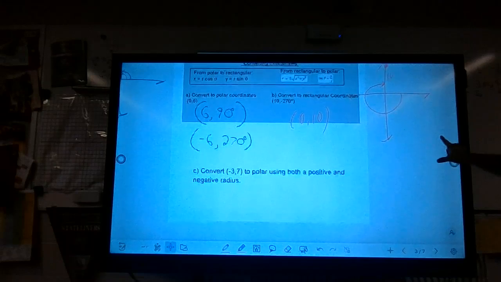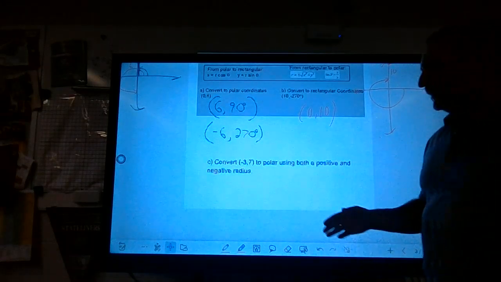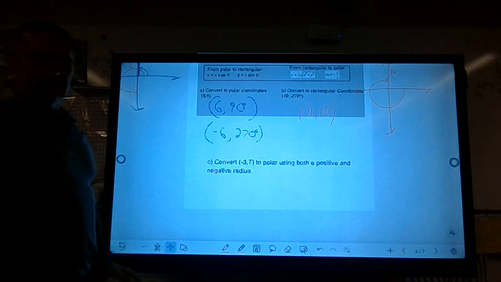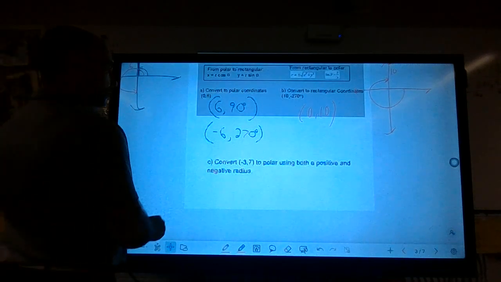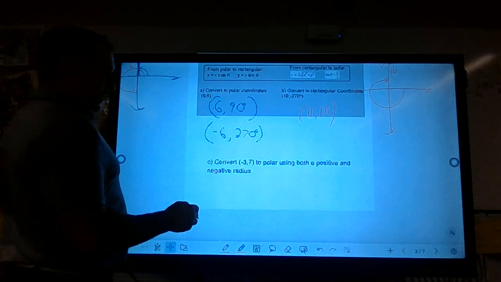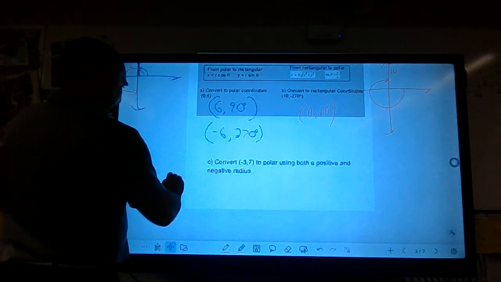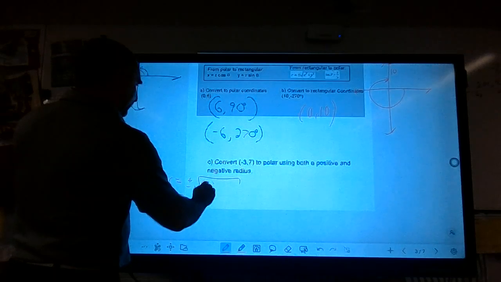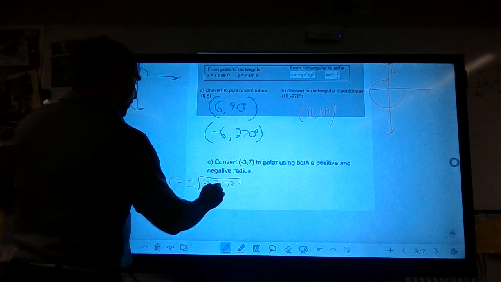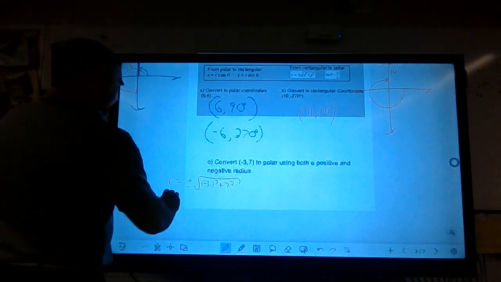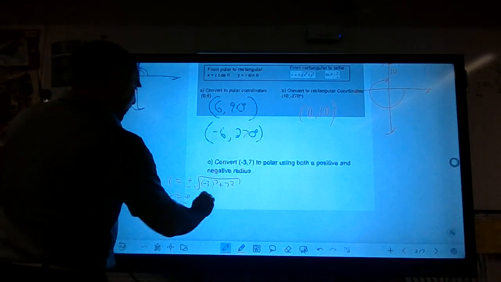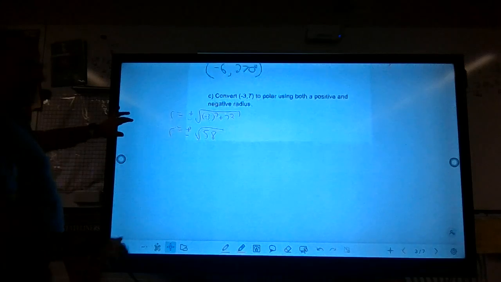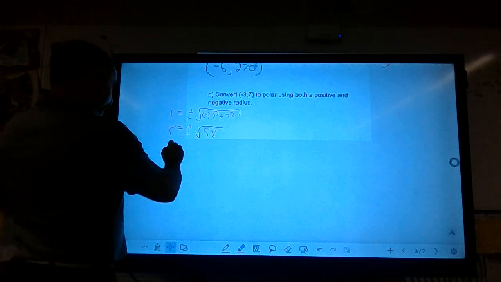More often than not, you'll have to do a problem like example C. Convert using both negative and positive radius. We're not going to mess with the negative and positive radius. I just want this in your notes. So negative 3, 7. I'm going to need to find the radius. So the radius is going to equal plus or minus the square root of negative 3 squared plus 7 squared. That's 49 plus 9. That's going to be 58. So my radii are going to be plus or minus the square root of 58. I'll use the plus first.